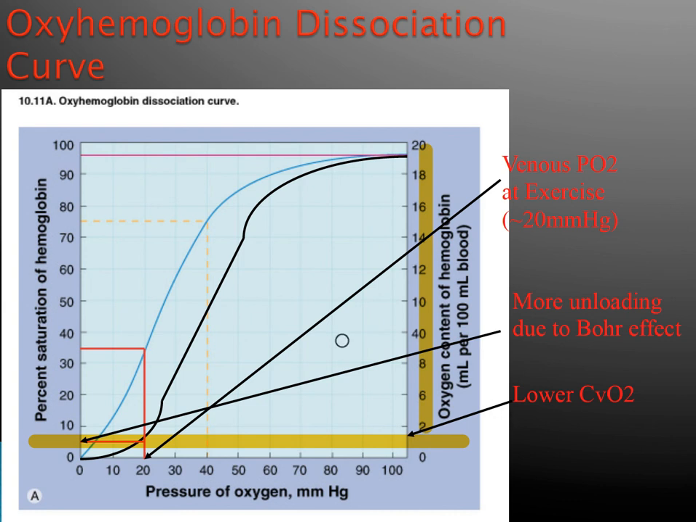So that's a nice explanation of the oxygen hemoglobin dissociation curve. Look at some other Khan Academy videos and review the notes in our book.